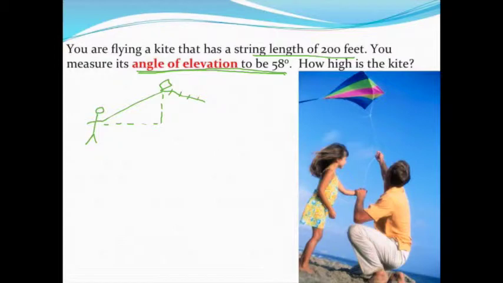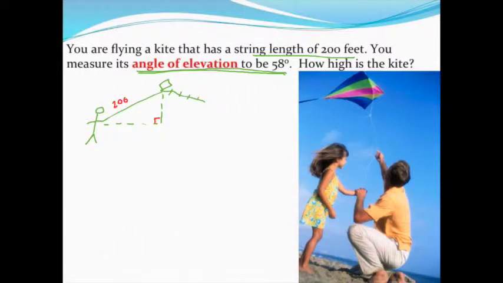Let's go ahead and add some information to this diagram. I know my right angle is right down there. They tell me the kite string is 200 feet. Since I actually have the picture, if I'm not sure where that 200 goes, I can just ask myself, well, where's the kite string? It's right there. So that's 200 feet.